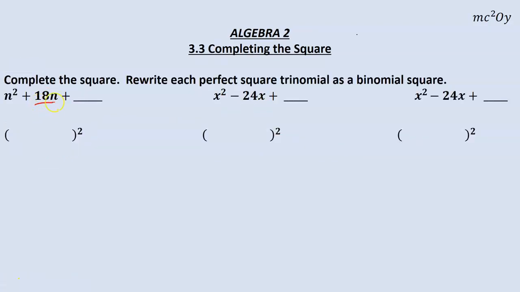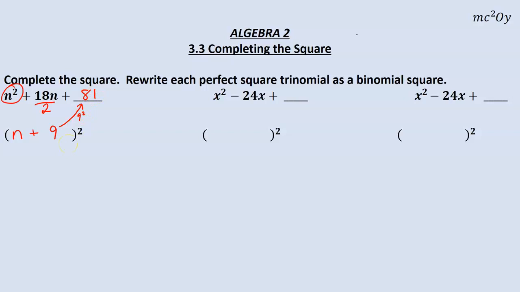So really what I can do to find this back part is cut that in half and square it. So half of 18 is 9 and squared is 81. The way I showed in class is I say, well, I know that I'm going to take the root of this, and then if I cut this in half, that's positive 9. And then if I square that number, that gives me that number.